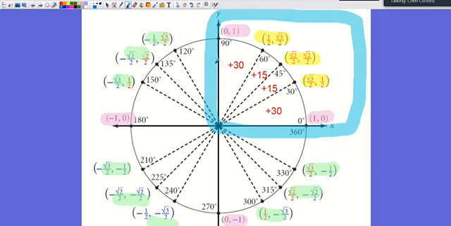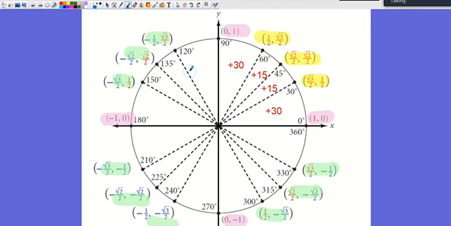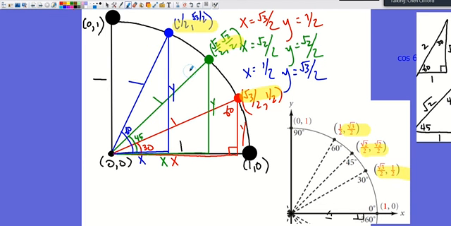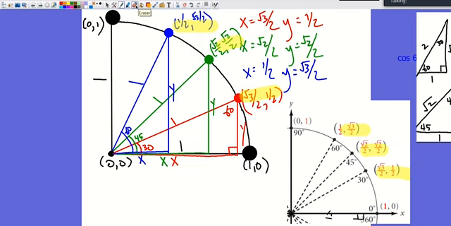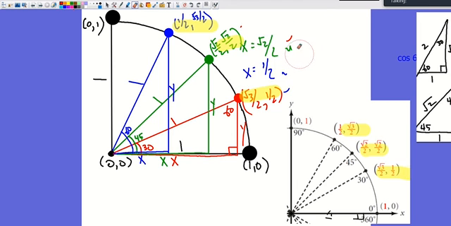Now, if we go back over here, let's look at cosine of 30. I want to side hustle this over here. Let me erase this. Let's get these out of the way, and let me get this out of the way here.